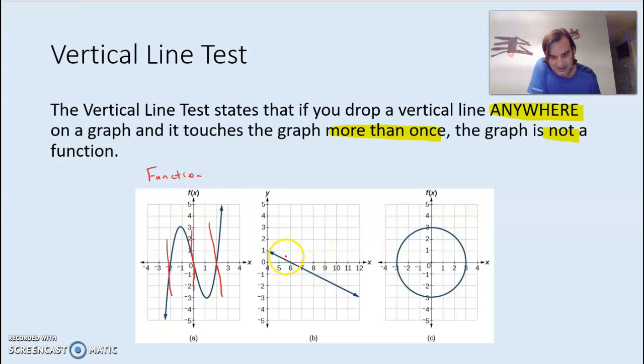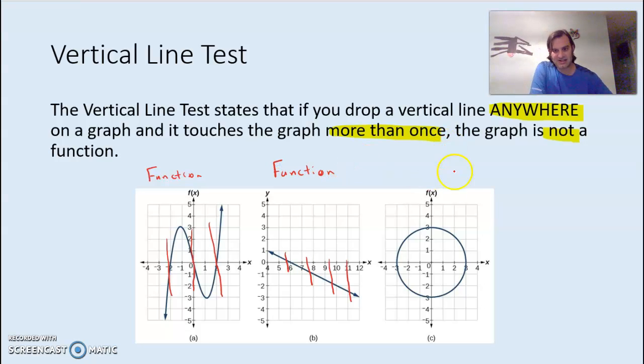The second one here is a straight line. Wherever I come across here, any x I pick, I'm dropping a line straight down. I only hit the graph once, so that means every x only has one y associated with it. So that is also a function.